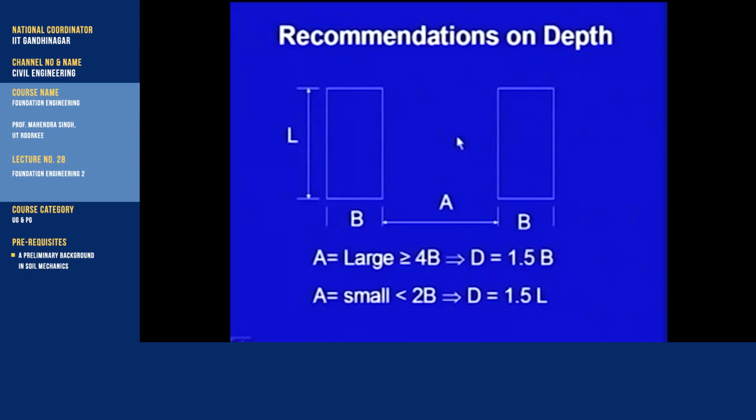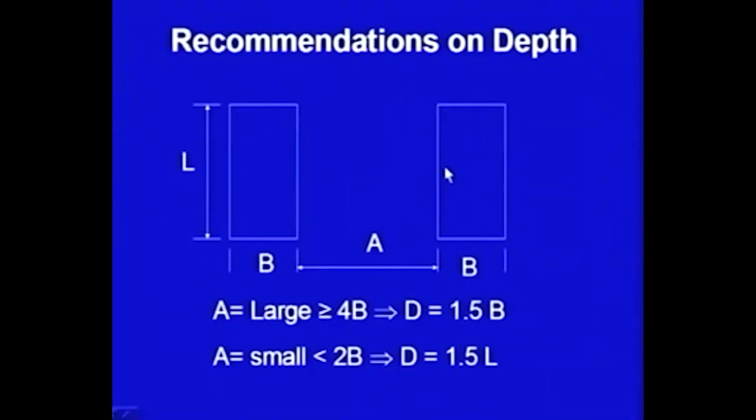There are some other recommendations on depth. These are two buildings or loaded areas. I am showing their plans here. A is the clear spacing between these two buildings. If A is very large, then D you can take 1.5 B. Sometimes we take it 1.5 B to 2 B. Just now I discussed that you should take it up to 2 B. There is as such no hard and fast rule. So, it is 1.5 to 2 times B is the depth of exploration which you should take.